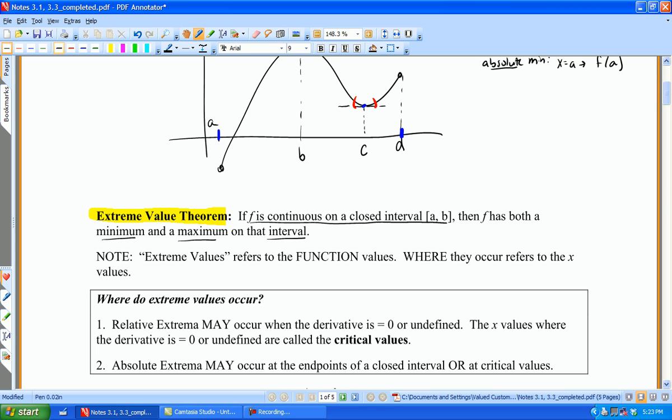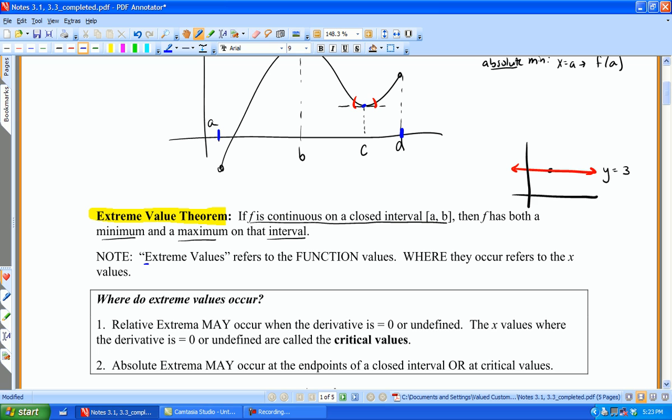Now, you may be thinking, but wait a minute, what if the graph is simply a horizontal line? Does that have a maximum or a minimum? The answer is yes. The maximum value and the minimum value are the same. For example, if this was the line y equals 3, the maximum and the minimum are both 3. So that is possible, that you can have that situation.